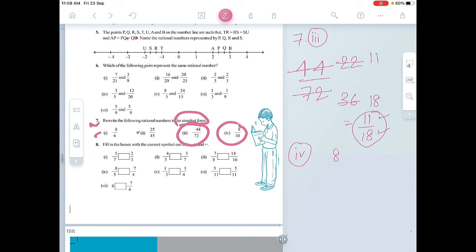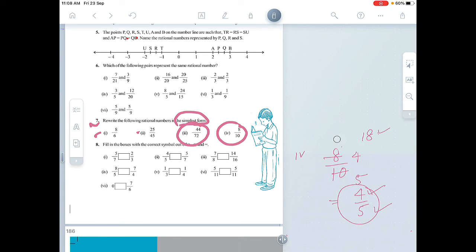Let's come to the next one, 8 by 10. Let's reduce it by 2, 4 by 5. It is coming as 4 by 5, which is the simplest form again because numerator and denominator are co-prime numbers. So in this way we will do. Very easy sums, we have already done this. Okay, let's come to the next one.